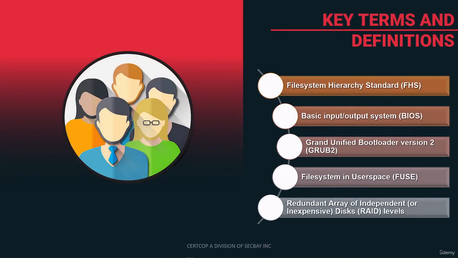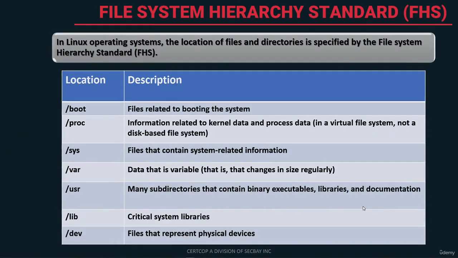So we'll talk about the FHS. We'll talk about BIOS. We'll talk about the Grand Unified Bootloader, or GRUB. We'll talk about Filesystem in Userspace, or FUSE. And we'll talk about RAID, the redundant array of independent or inexpensive disks. Let's talk about, first and foremost, the file system hierarchy standard.